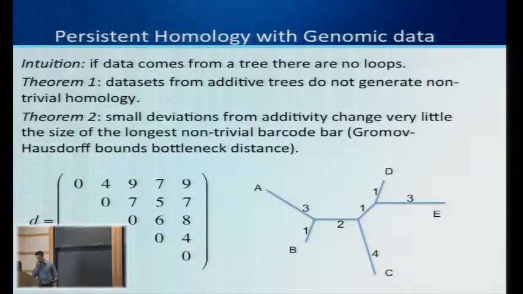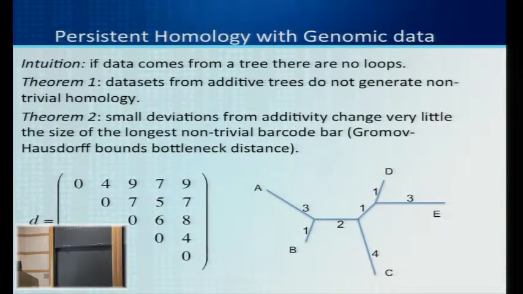Okay. So these are 2 theorems. The second one was already proved; the first one was proved by my colleague at Stanford, Gunnar Carlsson. And the idea is very simple. You have an additive structure. This is a tree where the distance between any 2 points, there are 5 points here, is just the distance through the tree.